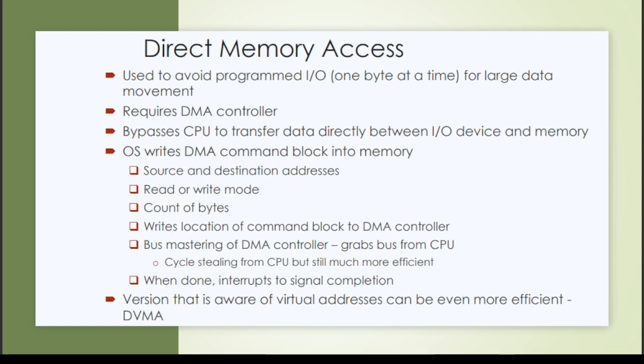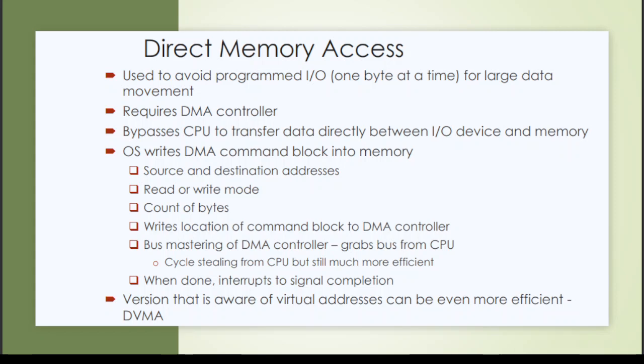The third and last method is direct memory access, or DMA. We use this method to avoid programmed IO, or one byte data transfer at a time. This is generally used for large data movement. In this, the control of the data bus will be handed to the DMA controller. The CPU is bypassed to transfer data directly between the IO device and memory.